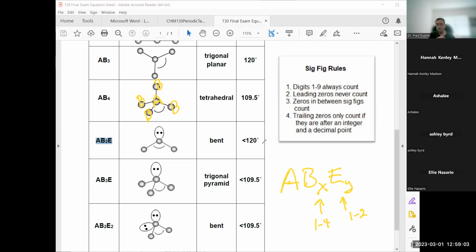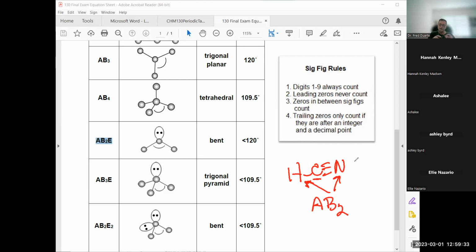Okay. For example, let me clear this up a little bit. When we did HCN, hydrogen cyanide, okay, we came up with a formula of AB2. Okay. B's are H and N. A is the central atom, which is carbon. What is bonded to the central atom is 1 nitrogen and 1 hydrogen. Okay. So B can be either all the same type of atom, or different. It doesn't have to be the same.